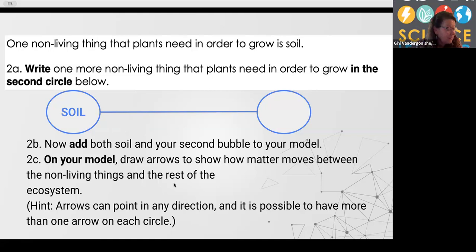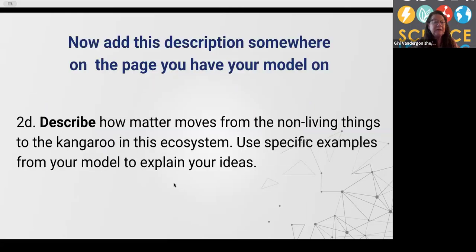So, one of the things that's really important about this is that students learn how to draw arrows and connect these things to the part of the model they already have. So there's a lot of importance on the connections that they're making between these. Then the next part would be to add a description of how the matter moves from the non-living to the living parts of the ecosystem, such as the kangaroo. And so they can use specific examples from their model to explain their ideas.